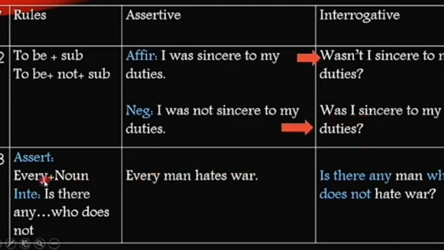Number 3, "every" plus noun in an assertive sentence becomes "is there any" ... "who does not" in an interrogative sentence. You must have seen this term in the affirmative to negative rules also. It's almost similar to that rule. For example, every man hates war. So instead of "every," we are going to use "is there any."